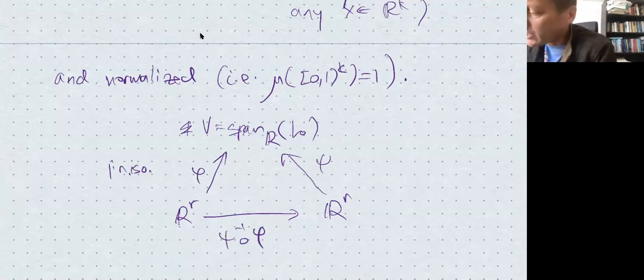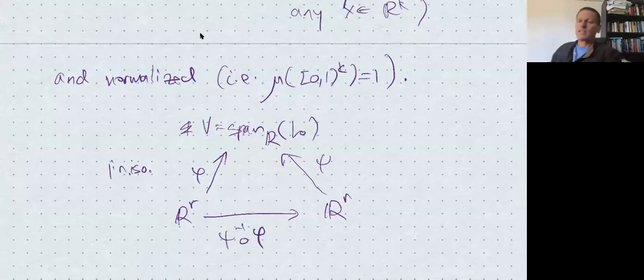And you might use this map to take a cube here, push it over here, and call that a unit cube, or you might take this map, and they differ by this transition function. The transition function, there's no reason why it should map a cube to a cube. It's just a linear transformation.